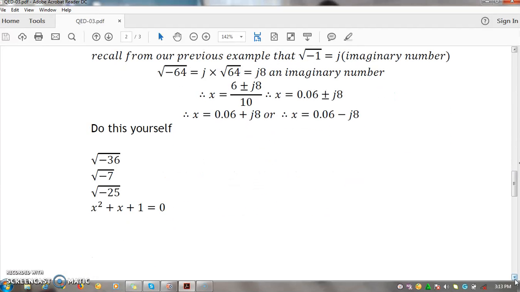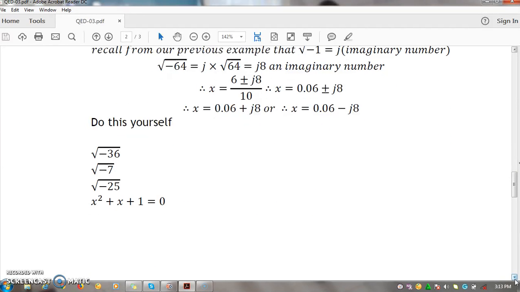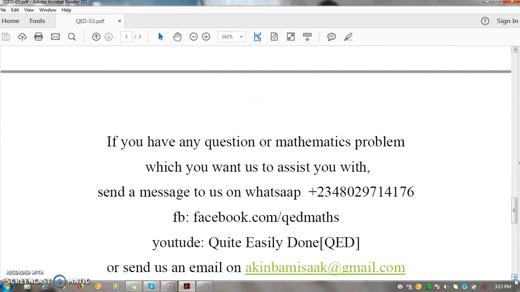Now you can solve these four equations by yourself. That's it. You'll find it easy.